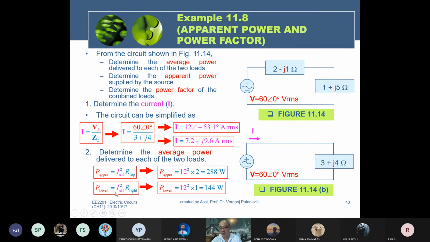Now for the right-hand side load, P lower is equal to I squared R again. I is the same, 12 squared, multiplied by the real part, which equals 1. Therefore, the power for the right-hand side load equals 144. When you see this, you don't see any interesting issue yet.